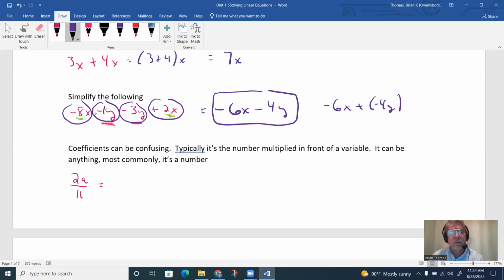Again, coefficients can be confusing. As I said, typically it's the number multiplied in front of the variable. It can be anything, but most commonly it's going to be a number. Notice how we have 2a over 11. Really, the coefficient is the fraction 2/11, and the a is the variable. Everything is connected by multiplication. The number in front is the 2/11, which is a fraction. As we move into your section, you're probably going to see coefficients that are fractions.